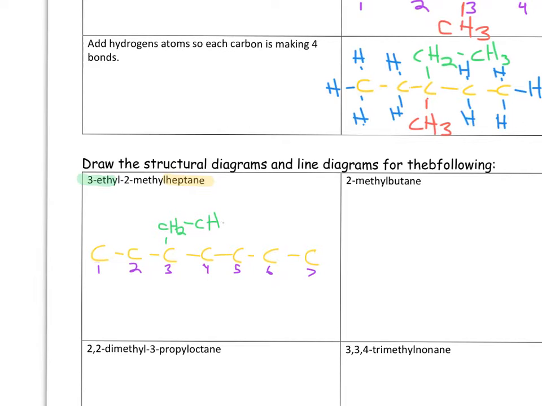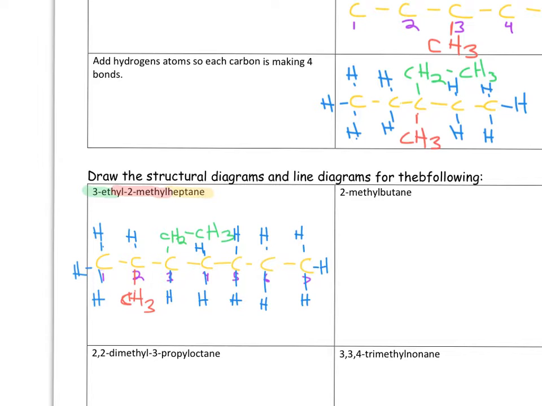So we can draw that in, and then we look at the name again. We have a 2-methyl. So on carbon number 2, we're going to draw in a methyl group. Again, it doesn't really matter for us if we draw it on the top or the bottom. And then we're going to fill all of carbon's bonding space with hydrogens. So our molecule will look like this.